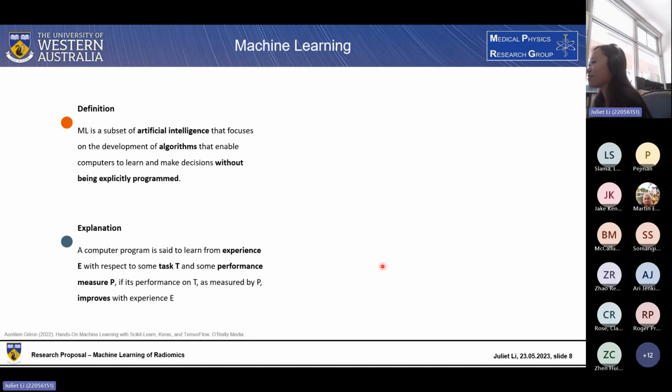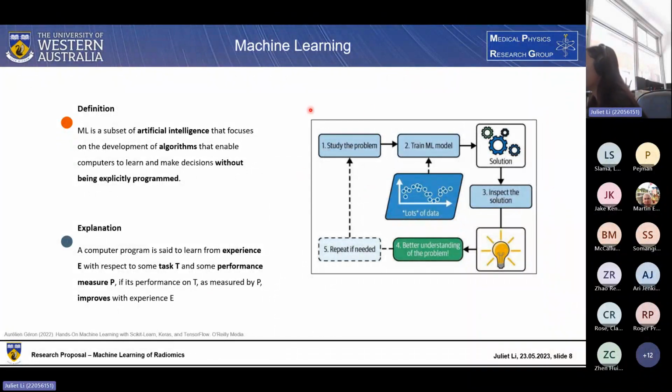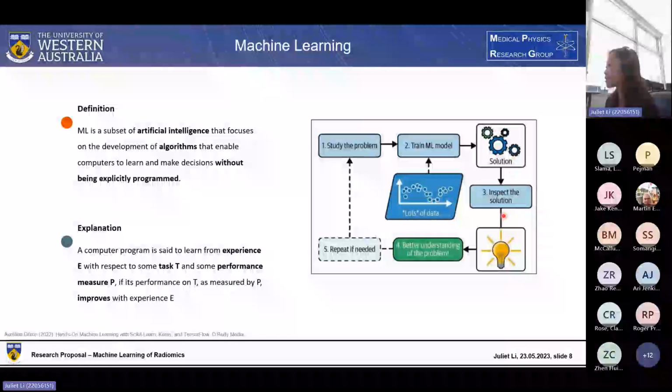It's quite a multi-definition. A computer program is set to learn from experience E with respect to task T and some performance measure P, if its performance on T as measured by P improves with experience E. A typical machine learning solution includes studying the problem that needs to be solved, getting all of the data, training the ML model with the data, investigating the data, and producing a solution using the ML model. We inspect and evaluate the solution, implement it, gain a better understanding of the problem, and repeat the whole process again and again.